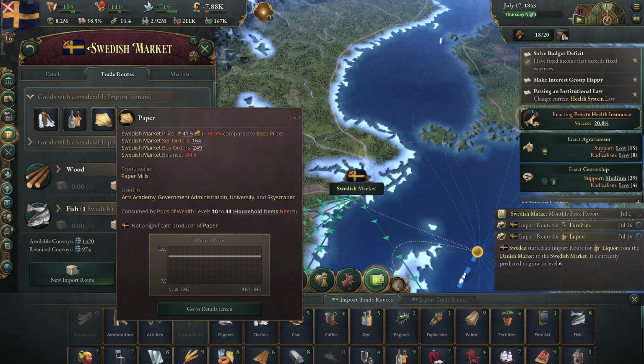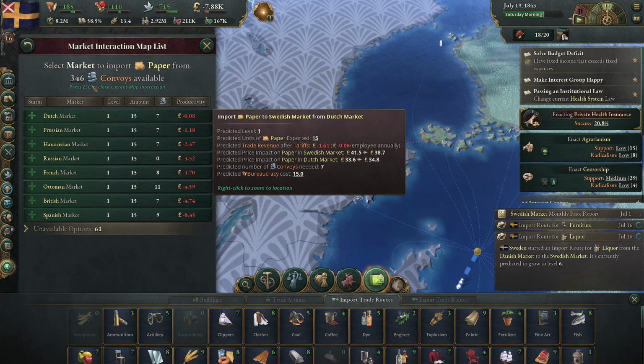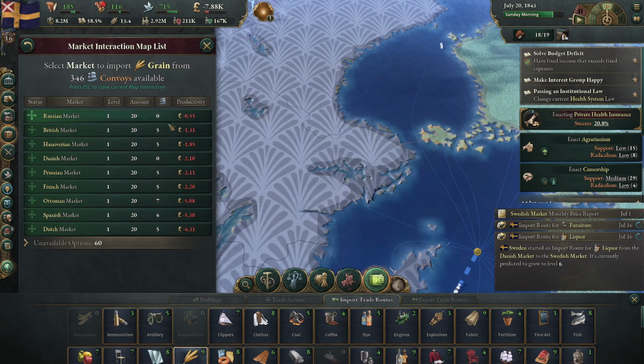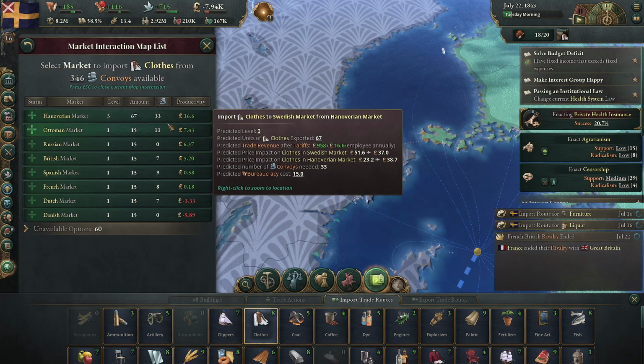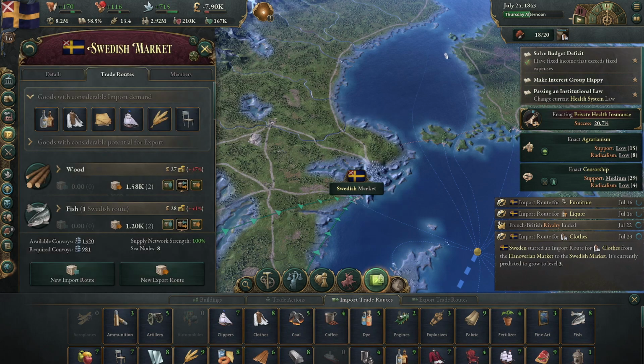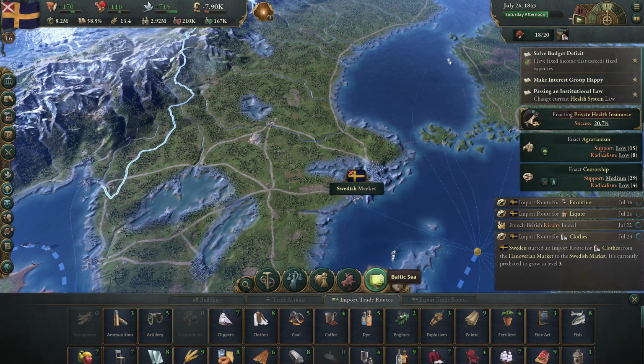We need paper. There's no profit in paper, so we're stuck with that. No profit in grain, so we're going to have to try and fix that ourselves. Clothes we can bring in from the Hanoverian market as well. We're just going to let the game run. Now I am building a clothes factory.